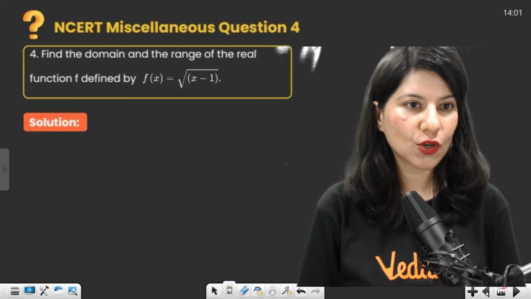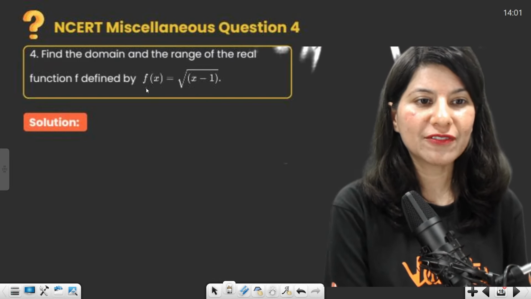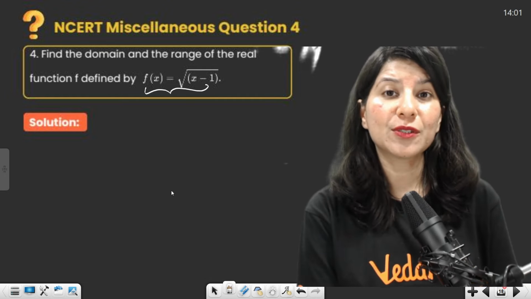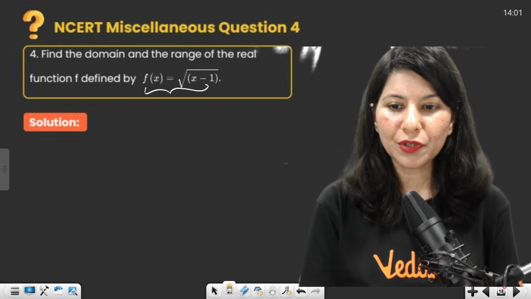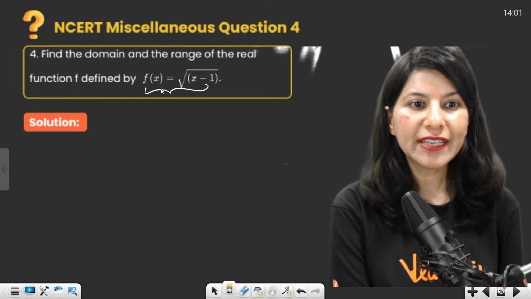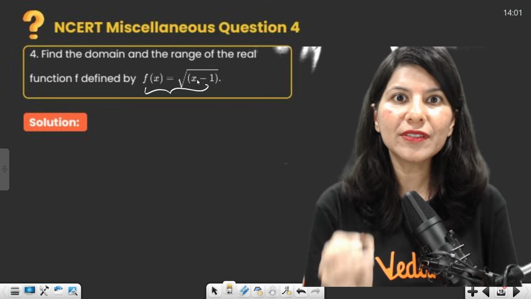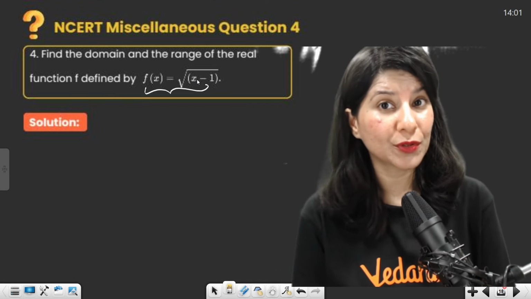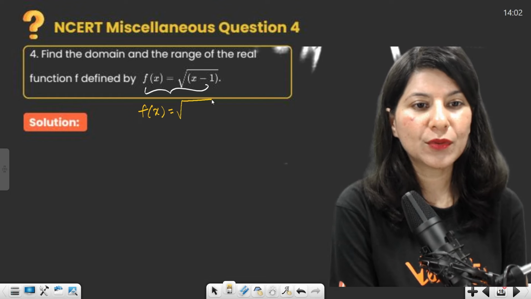Now let us talk about question number 4. Find the domain and range of the real function defined by f of x equals root of x minus 1. So clearly f of x is equals to root of x minus 1. So first of all, domain. Always calculate domain first and then talk about range. Right. So now f of x is square root of x minus 1.